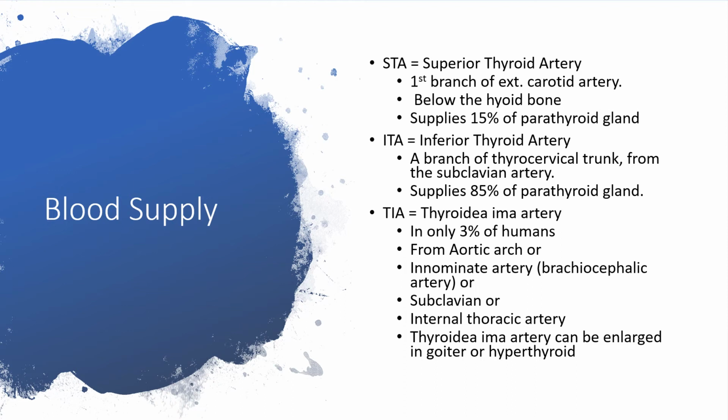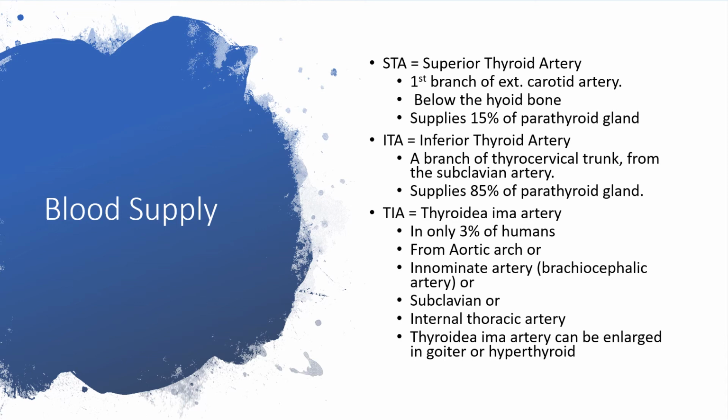As a matter of fact, we cannot complete the discussion about the thyroid gland without reference to the parathyroid gland. So as we continue through this series, of course, references will be made to the parathyroid gland. The inferior thyroid artery is a branch of the thyrocervical trunk from the subclavian artery, and that supplies the bulk of the structures in the anterior neck right there, supplying about 85% of the parathyroid gland as well.